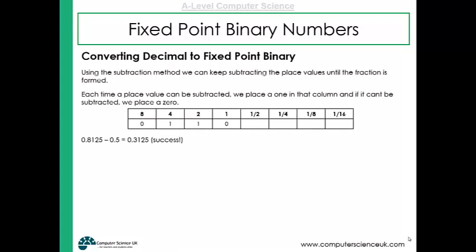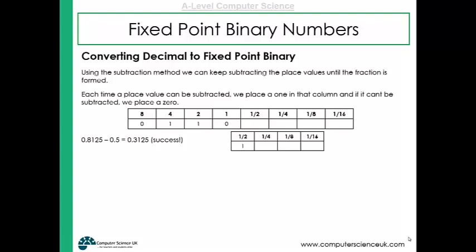Okay, so we need to represent 0.8125 using a half, a quarter, an eighth and a 16th. So we start off with a half. Can we subtract a half from 0.8125? In other words, does a half fit into 0.8125? Is it a building block of 0.8125? Well, yes it is. If we subtract 0.5 we get 0.3125. So we put a 1 under the half place value, because we know that that is going to be one of the building blocks of 0.8125.